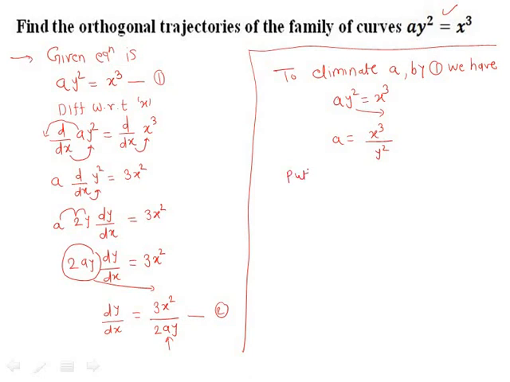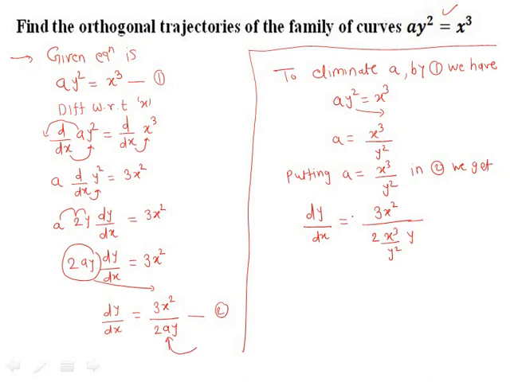And then we will put this value of a in equation 2. So putting a is equal to x cube upon y square in equation 2, we get, equation 2 becomes dy by dx is equal to 3x square upon 2a, that is x cube upon y square, into y as it is. So we have just put the value of a in equation 2 here. Now we will simplify this term completely for the next step.